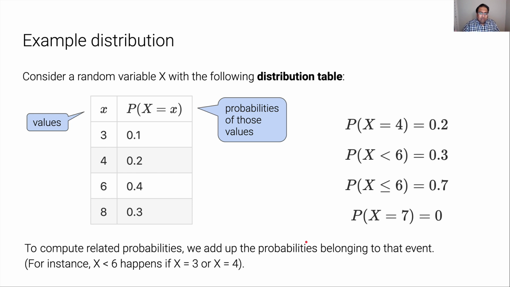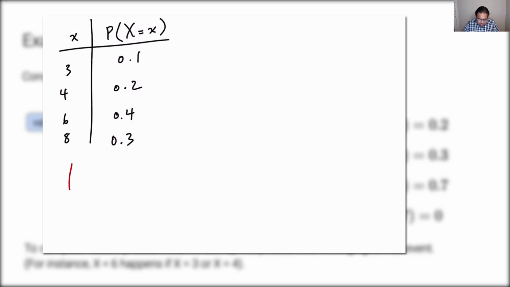Here we have an example of the distribution of a random variable, and we call this specific notation a distribution table. Now, we'll switch to the iPad really quick here. In a distribution table, over here on the left, we have all of the values that the random variable takes on, and in this case, x takes on the values 3, 4, 6, and 8. On the right, we have the probabilities of our random variable x taking on these specific values.